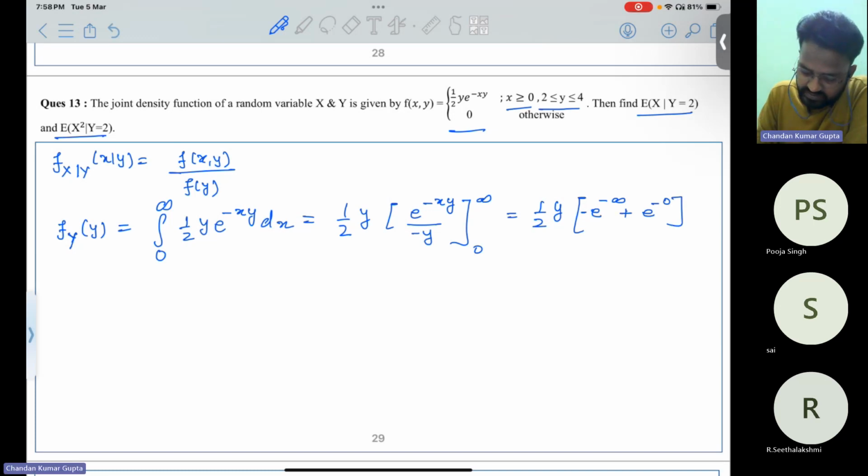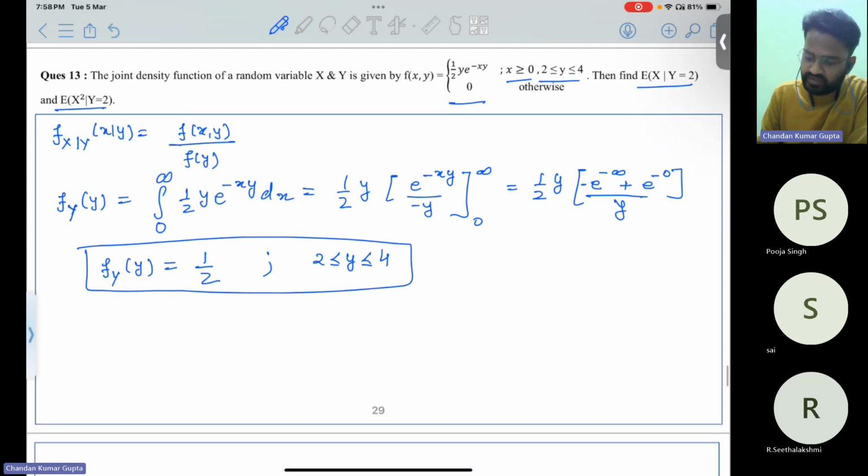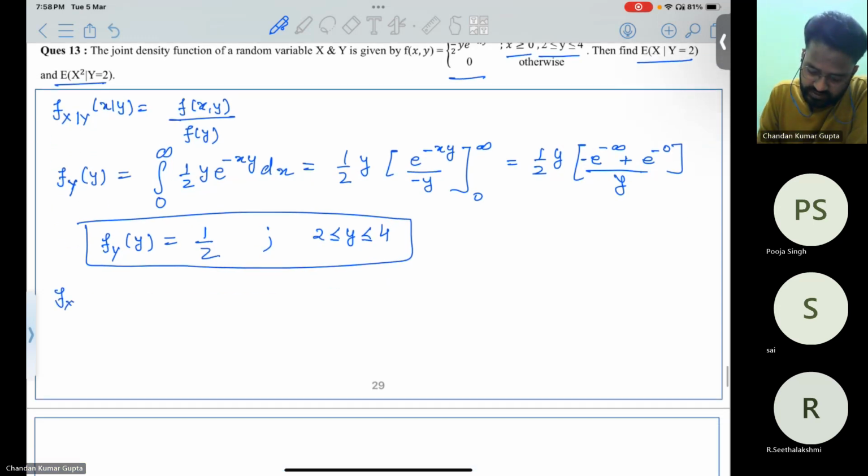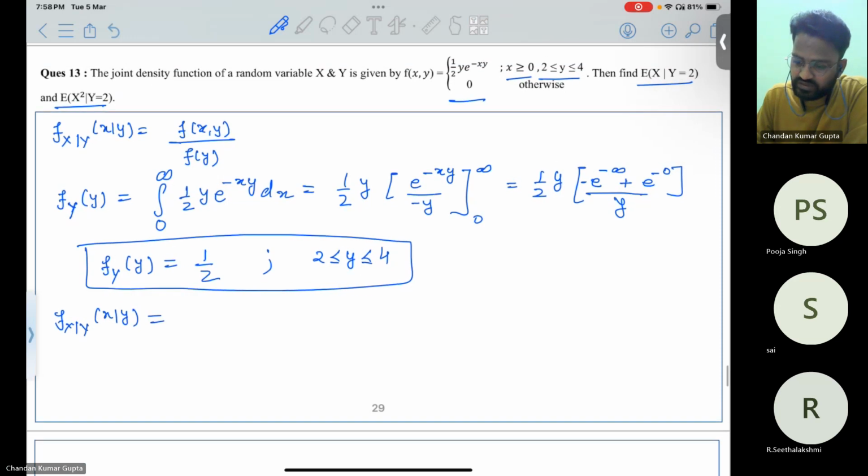So that means what? fY comes out to be like 1 by 2, because this y cancels out with this y, and the range of y is 0 to 2. Okay. Now the conditional of x given y equal to 2. Actually, it is already given.